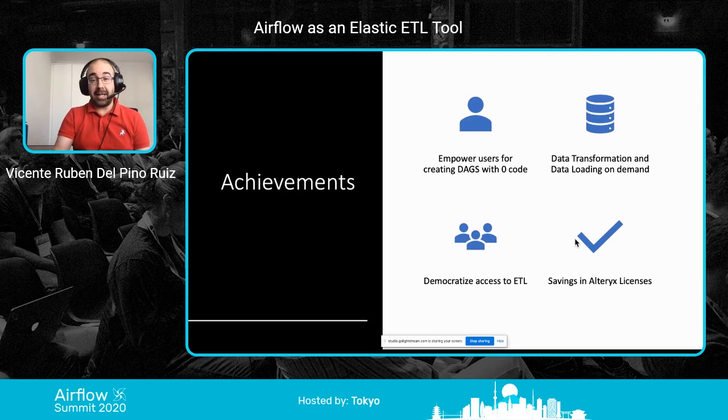Finally, and this is a big one as well, if you are talking with business, we are saving money in licenses. So we are huge fans of open source. In our organization, we are trying to use open source as much as possible. One of the main benefits, not the only one, the unique, but one of the benefits is that we are saving money in licenses. Before, we were paying an amount of money for licenses in Alteryx. Now, using Airflow is free. We are not paying any licenses.